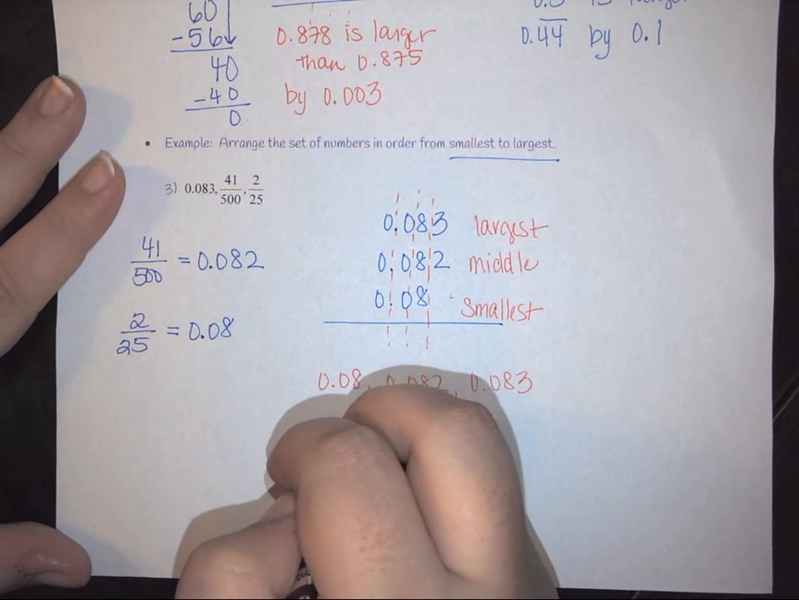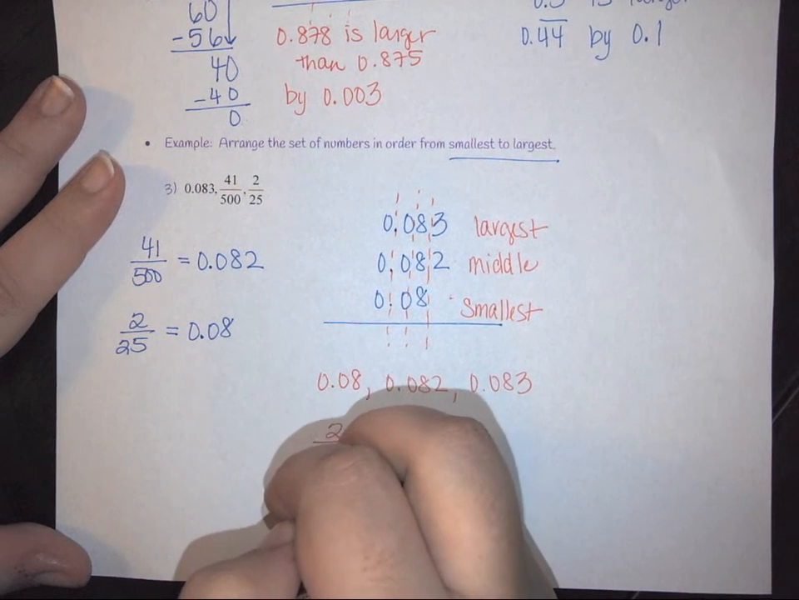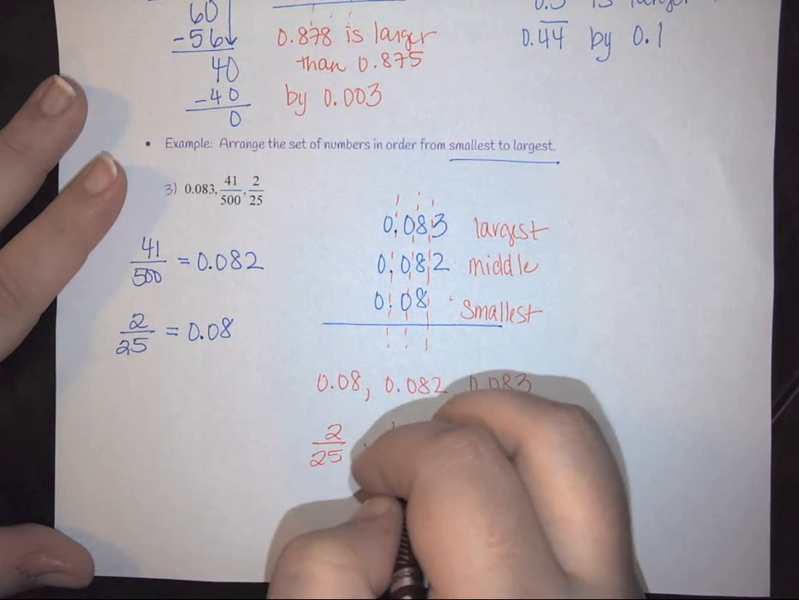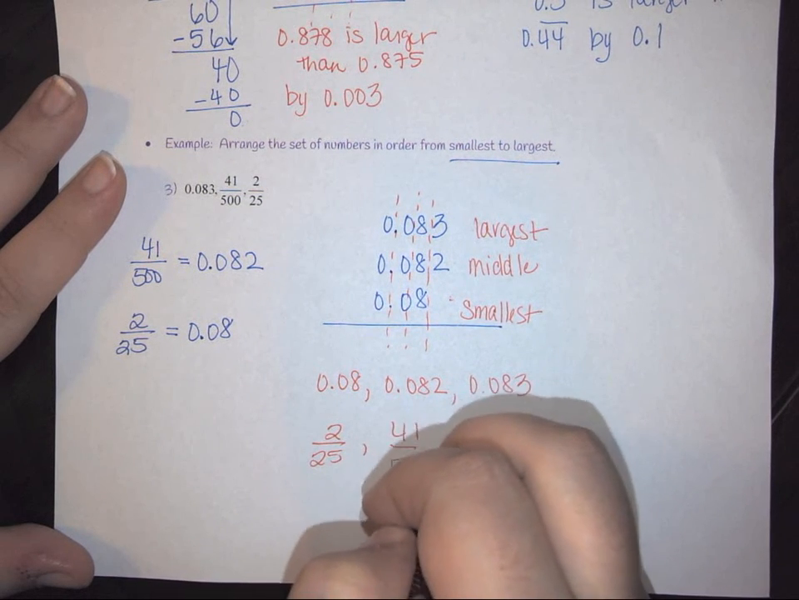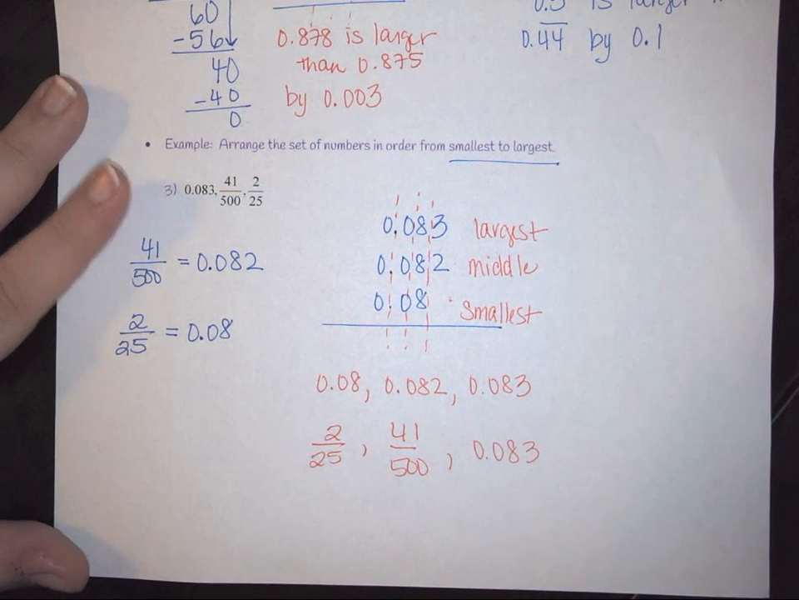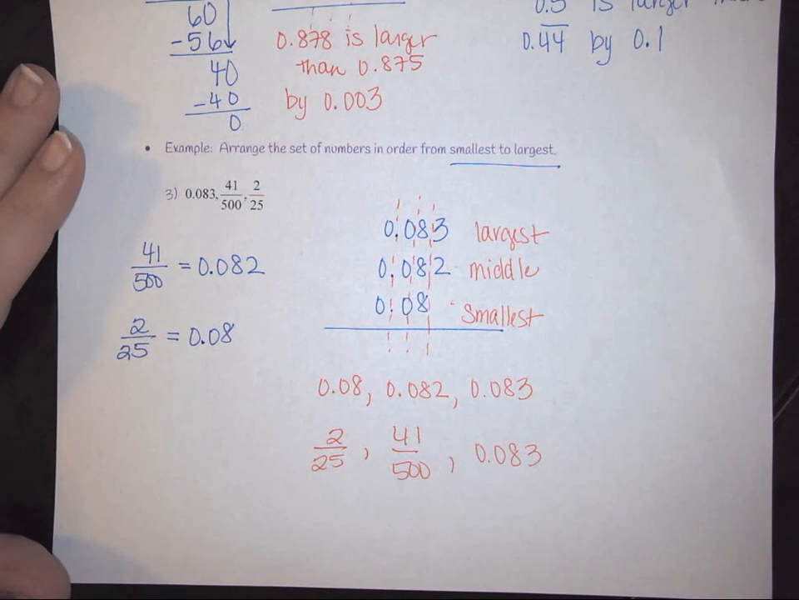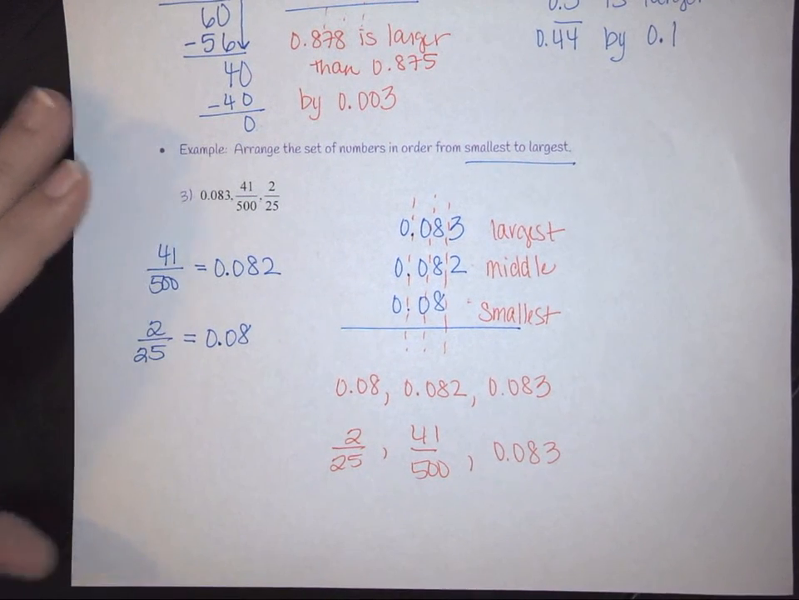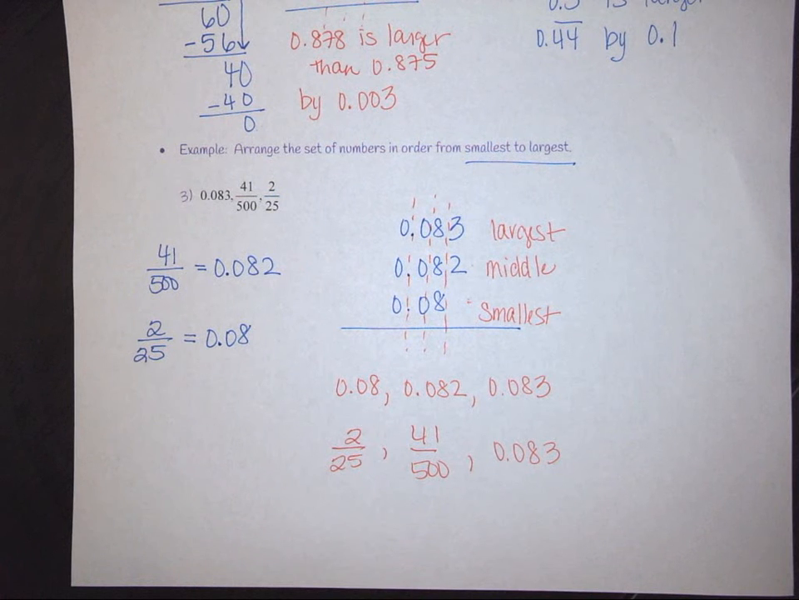Now the other way that you can order these is by using their fraction comparisons. So this would be the same as saying 2 over 25 is smaller than 41 over 500 is smaller than 0.083. Okay. So in a nutshell, that's essentially everything that you need to know about how to compare fractions and decimals with each other and the root math needed in order to do those comparisons.